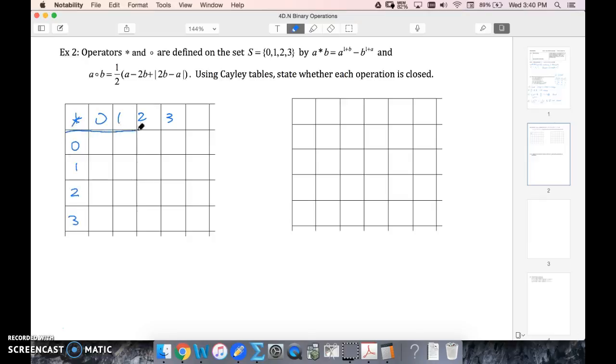So A is going to appear down the left side. Our rows make our A values. B is going to appear up top. So let's start this out. A star B is defined this way.